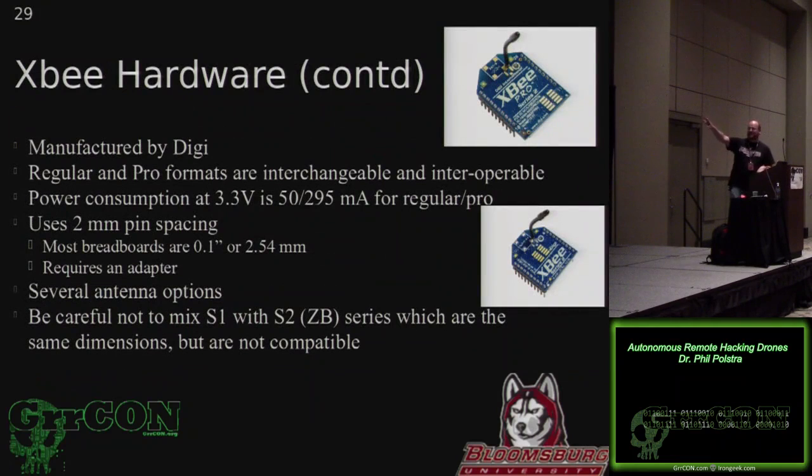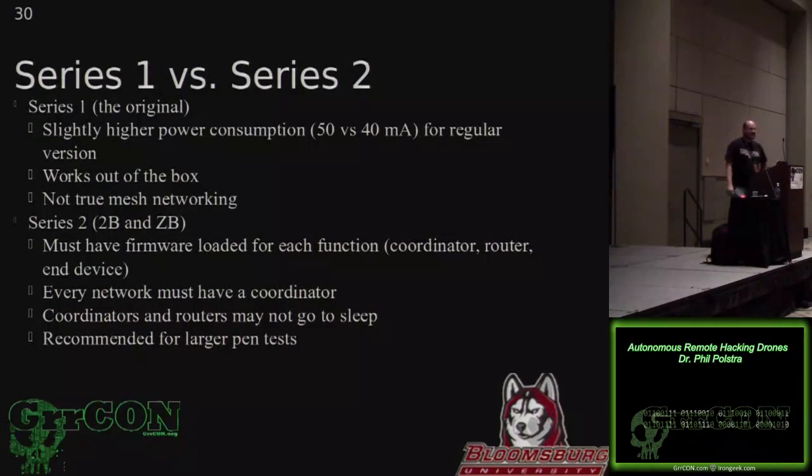The modems look kind of like this, and they have this weird metric 2mm pin spacing instead of the standard 0.1-inch spacing, which is kind of a hassle. That means you'd likely have to have some sort of adapter to use them. They both fit in the same socket, whether they're pro or regular. Just the pro ones are a little bit bigger and they consume more power. There are different series of XBees. There's what they call Series 1, which is the super simple ones. Series 1 XBees are pretty much good for star networks or peer-to-peer networks.